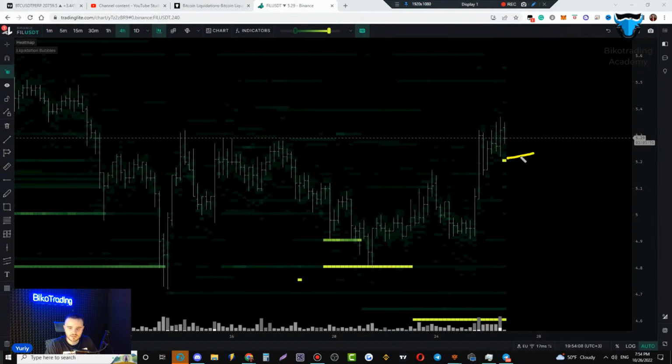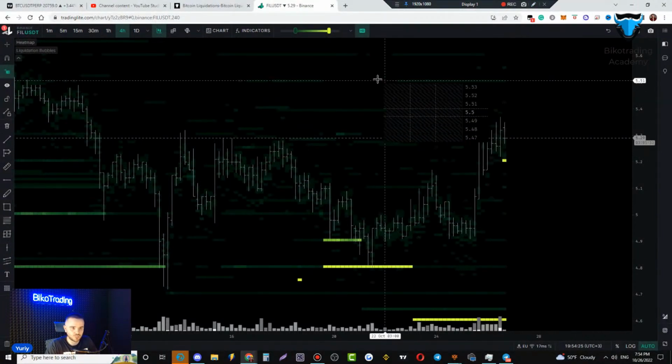Why is this important for us? Because there are two strategies that we can trade. The first one is a bounce from this size. Another one, if price does a fake breakdown, we can also take a long. And this size becomes a really huge important support for us.